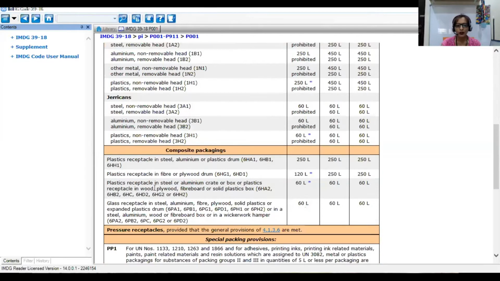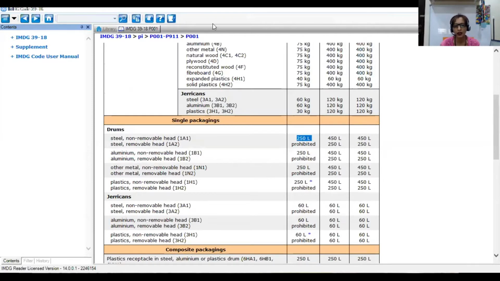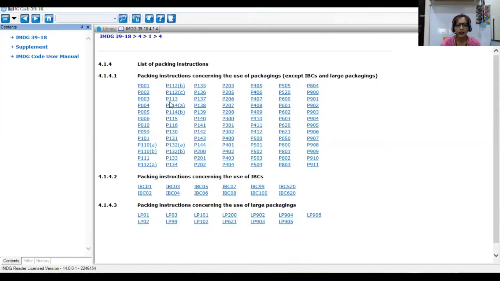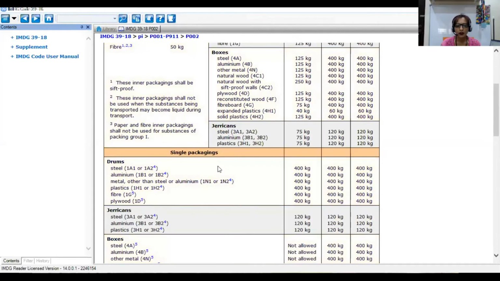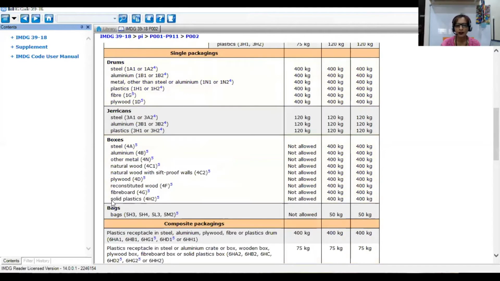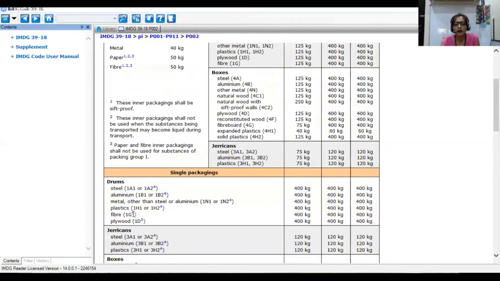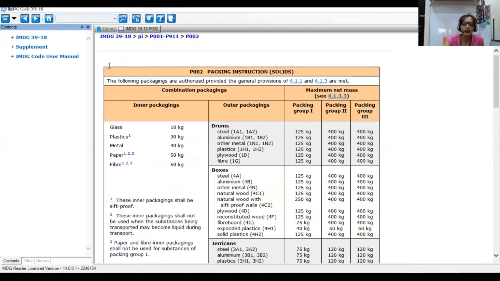And we also see here for composite packages. All right, composite packages are those packages where the inner and outer are connected to each other. That means you can't remove the inner from the outer. So this information indicates to you how much you can fill by using these kind of composite packaging. So composite packages, jerry cans, drums, and when I take you to P002, you will also see bags indicated here. So all of these things go for performance test.